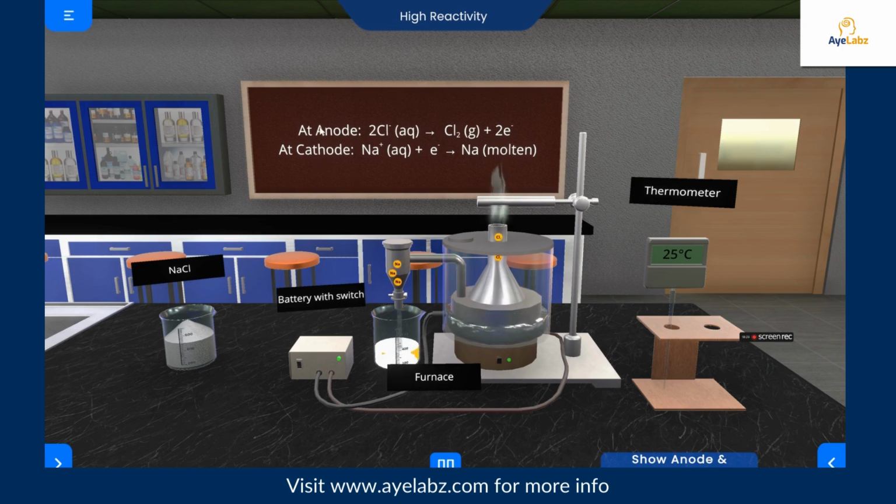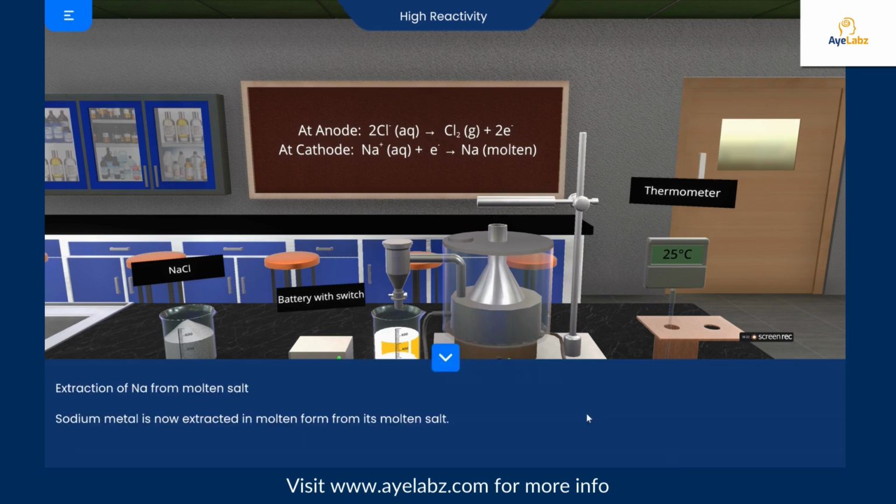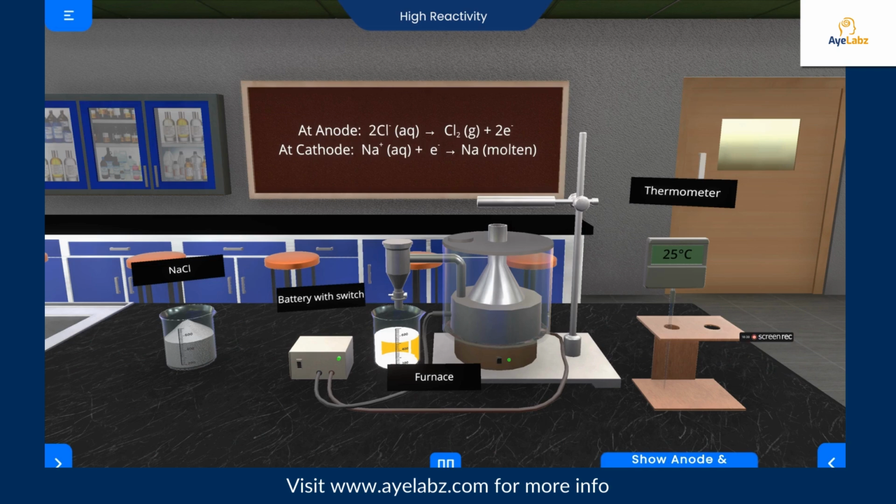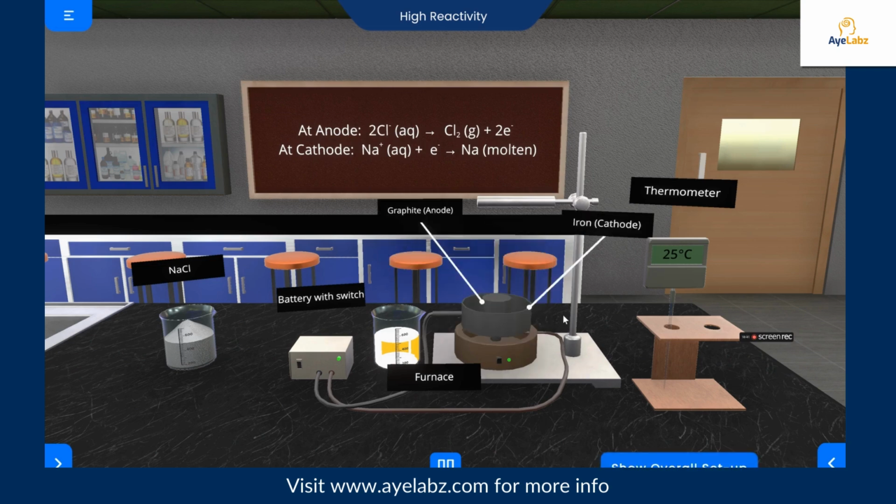As you can see, anode and cathode reactions are given on the board. To see what is anode and what is cathode, you can click on this button over here to view which is acting as an anode and which is acting as a cathode. Here, graphite is acting as anode and the cathode is iron.